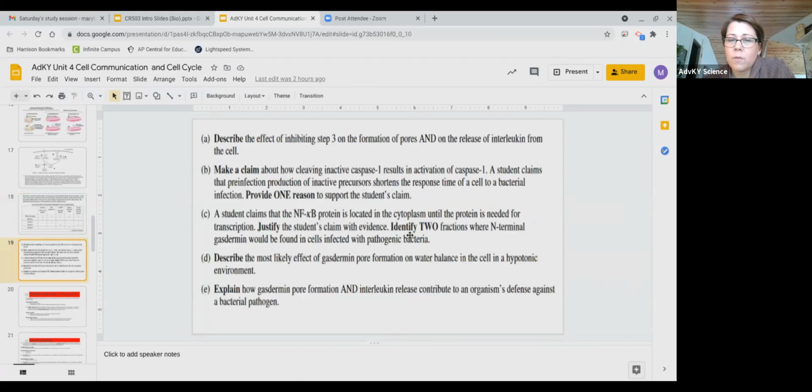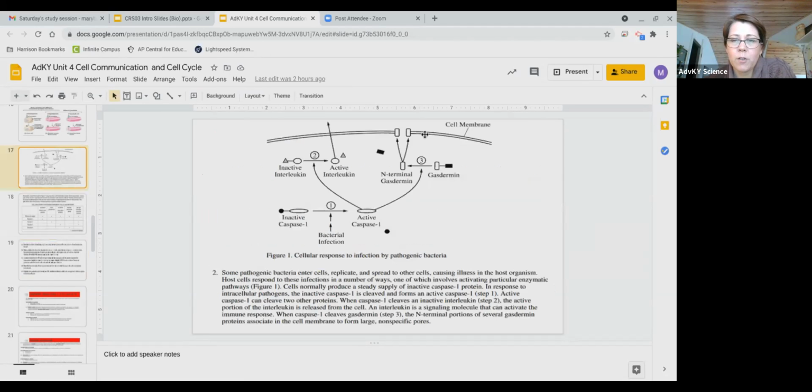And so this part, I'll have you guys answer in chat. Identify 2 fractions where N-terminal gasdermin, so this is making us go back and look at that figure, where would that be found in cells infected with pathogenic bacteria? So we want to find 2 fractions where N-terminal gasdermin would be found in cells infected with a bacterium. So I'm going to go back and show you here. So here's our gasdermin.